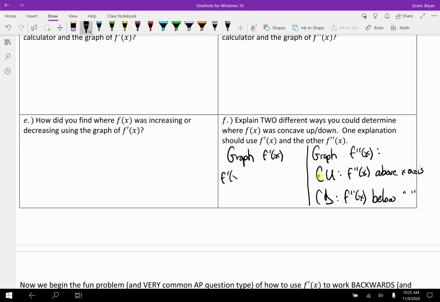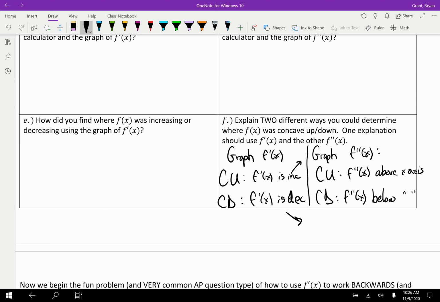So the other way we could do this is if you had the graph of f prime of x. Your graph of f will be concave up if f prime of x is increasing, right? That's where your slopes are going up. And your graph of f will be concave down where f prime of x is decreasing, which means going down. And we'll see that again in just a bit.